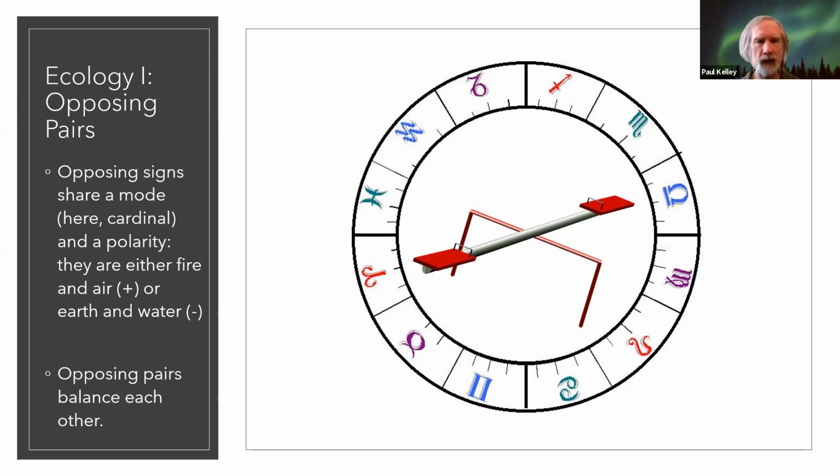Signs that are opposite each other share a polarity and a mode. So if you recall, the zodiac signs are divided into two polarities. One is positive, one is negative. And we're not talking about judgment here. We're talking about not good or bad, but positive and negative, the way the two ends of a battery are positive and negative. You might call it yang and yin, or masculine and feminine, or extroverted and introverted, or more outgoing or receptive, active or receptive.